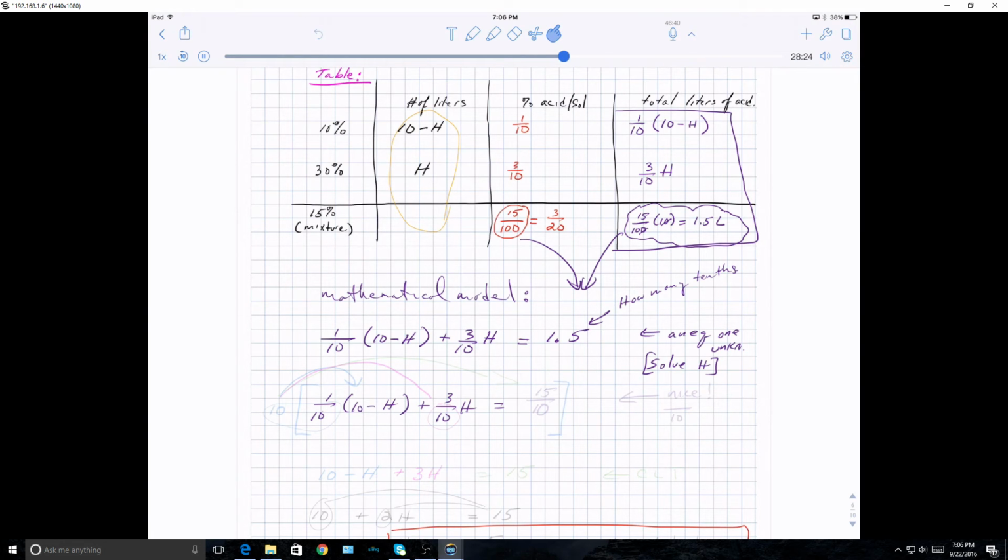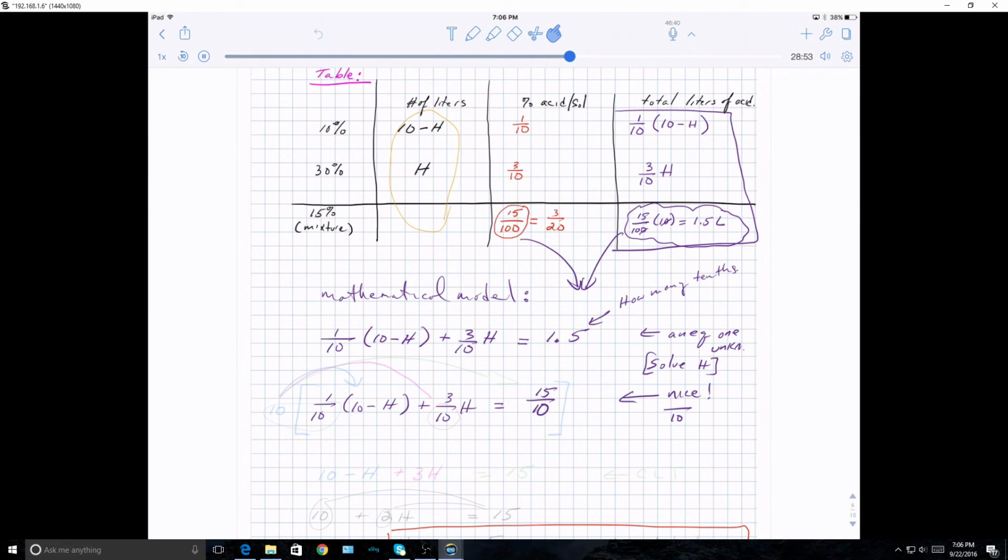Well, that's 5/10, right? So it's 15/10. So that would be, oh, that's really easy. That's just 15 divided by what? 10. Oh, that's nice. Why is that nice? Because we're only dividing by what?